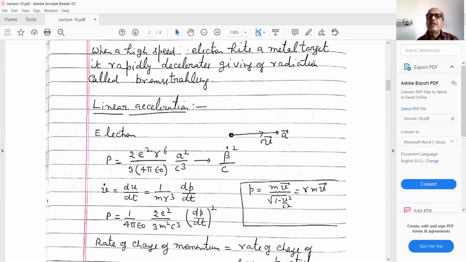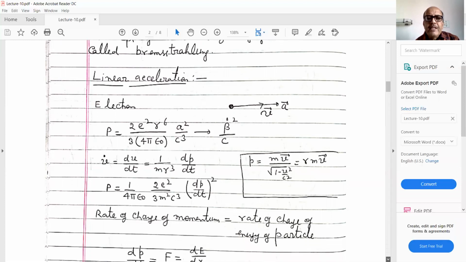It comes in a special theory of relativity. So b dot is now equal to dβ upon dt, and this is 1 upon m γ cube into dp upon dt. So we replace this b dot. What is b dot? B dot is nothing but the acceleration. So we replace this here, and the formula becomes: P is equal to 1 upon 4 pi epsilon 0 into 2e square upon 3 m square c cube into (dp upon dt) whole square.